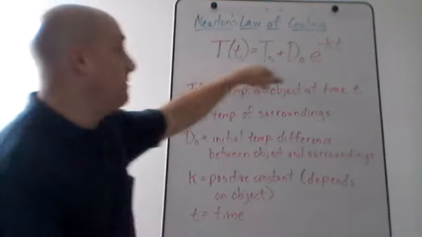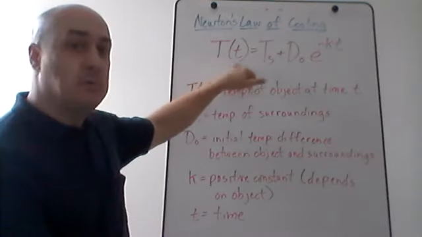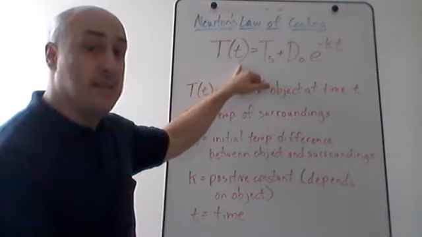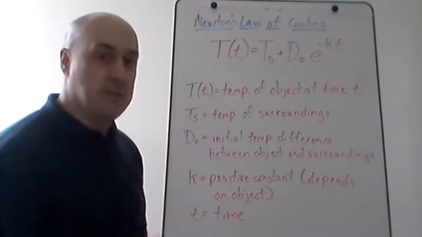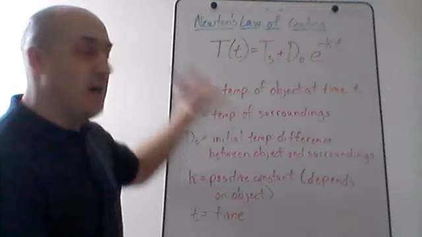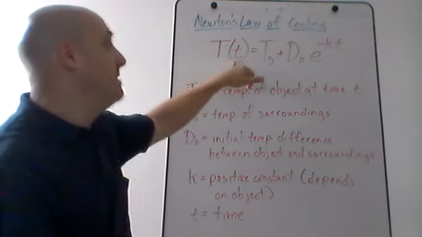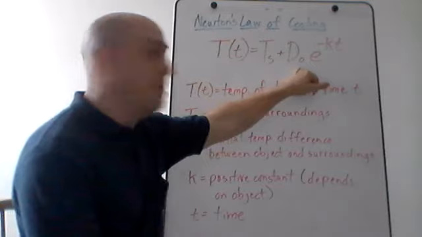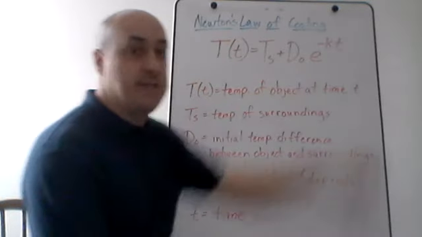All right, so the formula for Newton's law of cooling is capital T of lowercase t. The capital T stands for the temperature, the lowercase t stands for time. It can be confusing because they're both the letter T, but one's capital and one's lowercase. So T(t) equals T_s plus D_0 e to the negative kt.